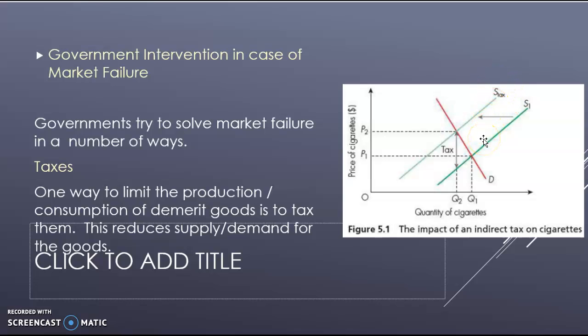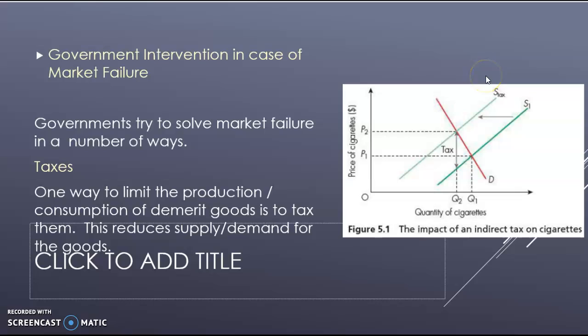So because the producer is having to pay a tax for every unit of cigarettes that they produce, the supply curve shifts to the left. The vertical distance between the two curves that you can see here is the amount per unit of the tax.